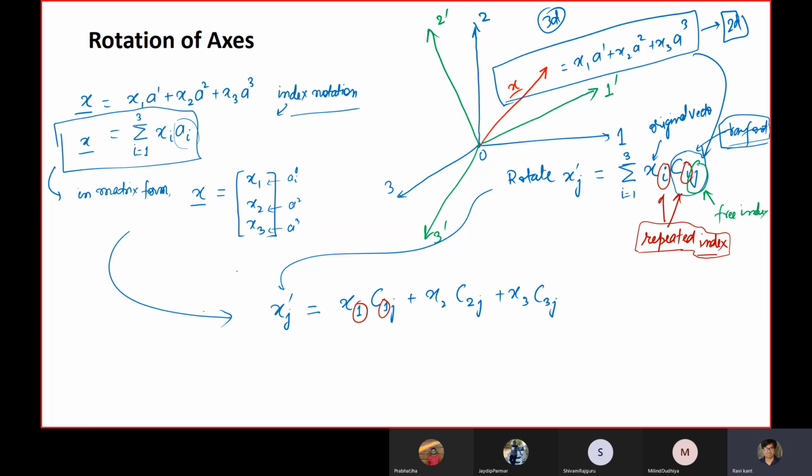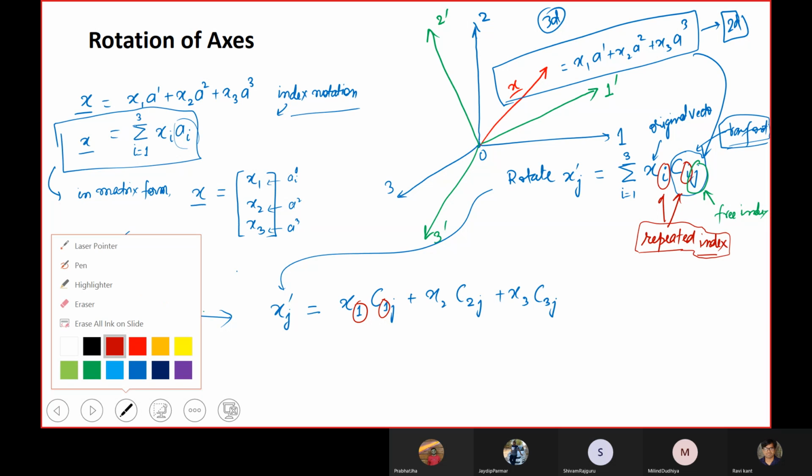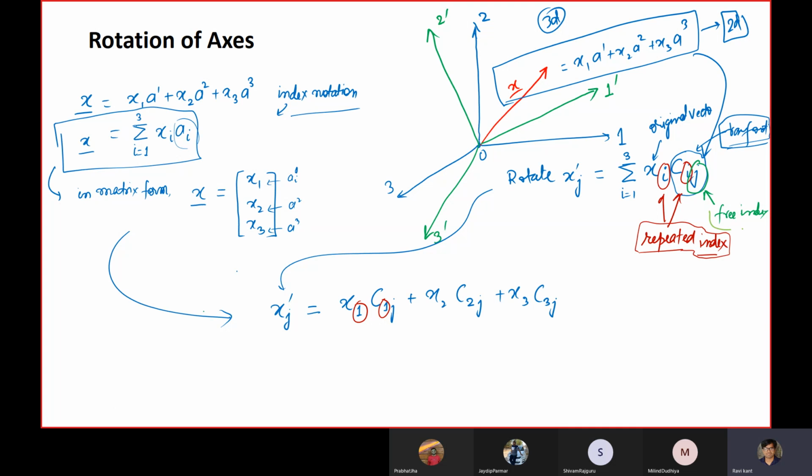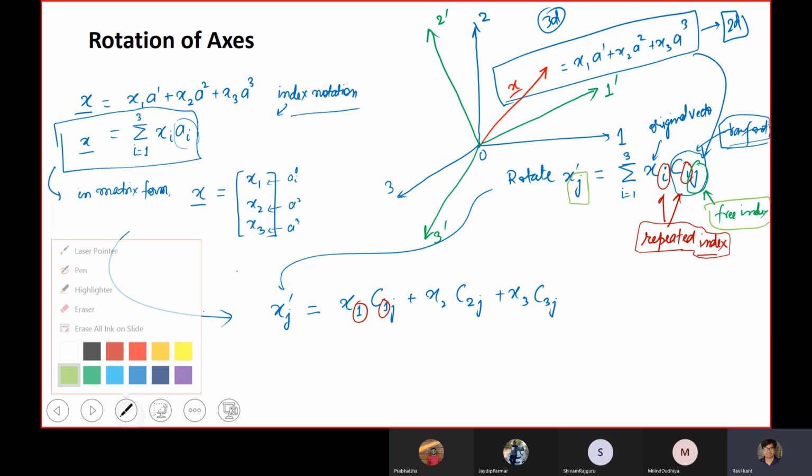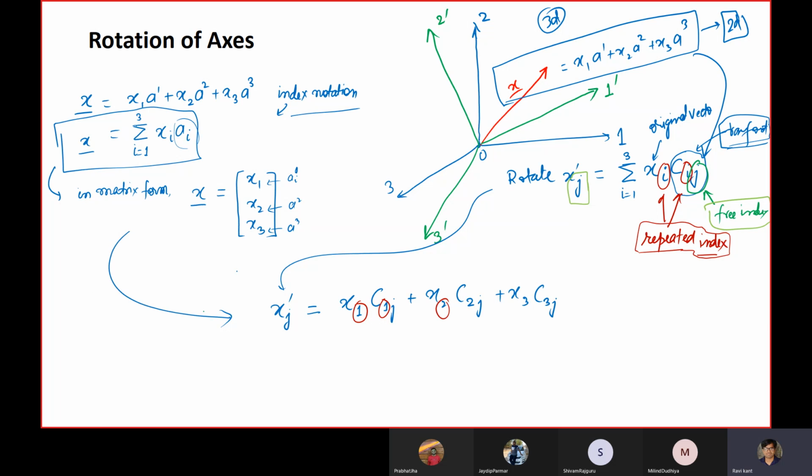Just to make you familiar with the notations, this j is called a free index, and j is also over here. So a free index can be written freely, and repeated indices are written in conjunction, twice. So here you can see these are repeated indices, and this is your free index j.